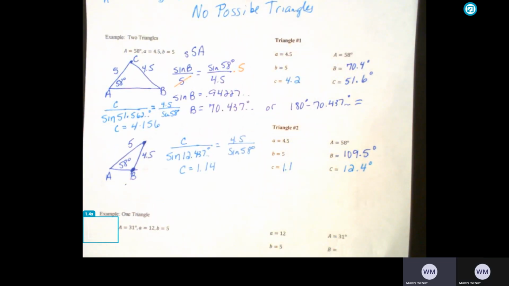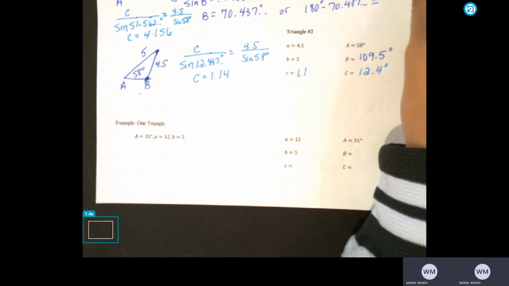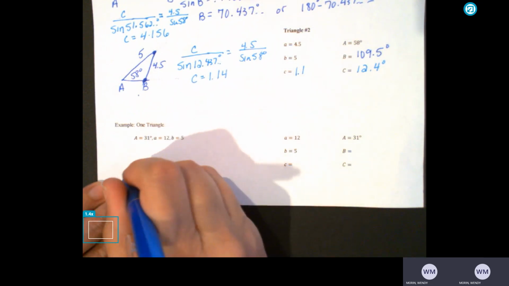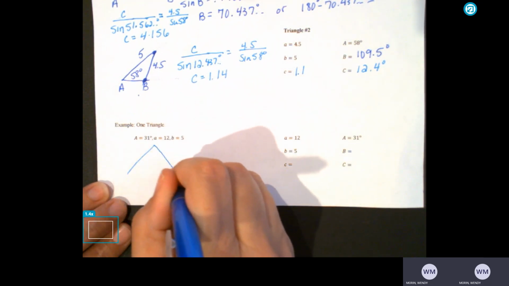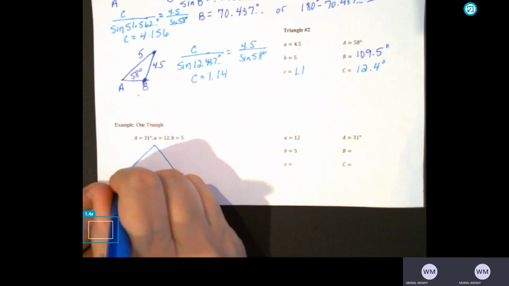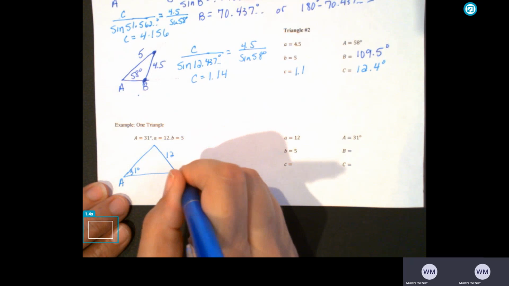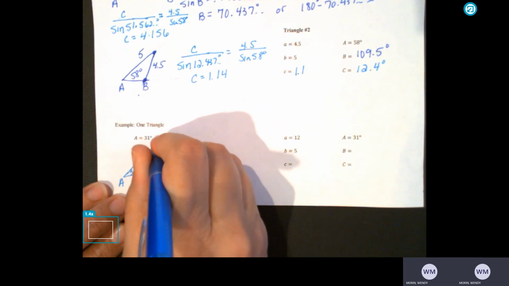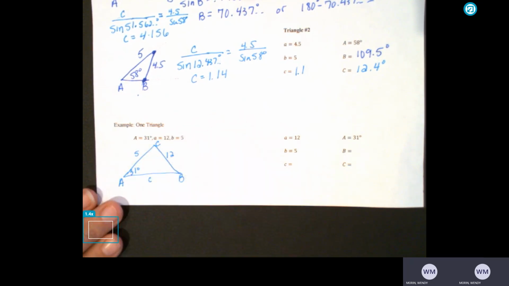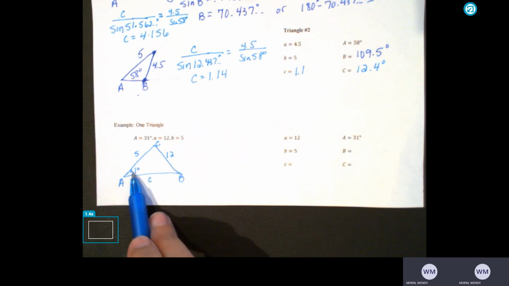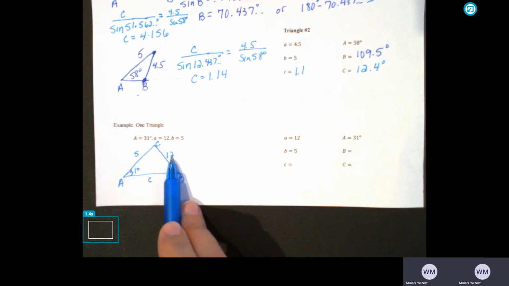Okay. All right, so let's go ahead and take a look at the last one. Again, let's draw a generic triangle here. So we have angle A is 31 degrees, side A is 12, side B is 5. So if you look at the given information, we have side-side-angle again, or angle-side-side.